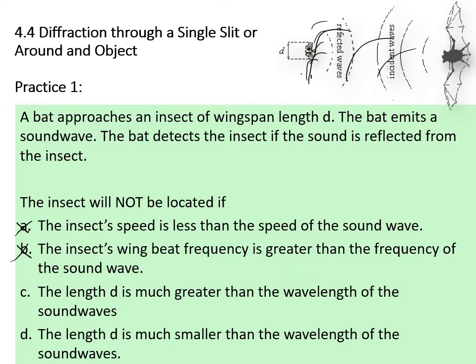That's why the wavelets are so much smaller than the insect itself. The wavelength of the sound waves needs to be smaller than the insect for the bat to get an image based off of those reflected waves, and indeed that is the case with sound.